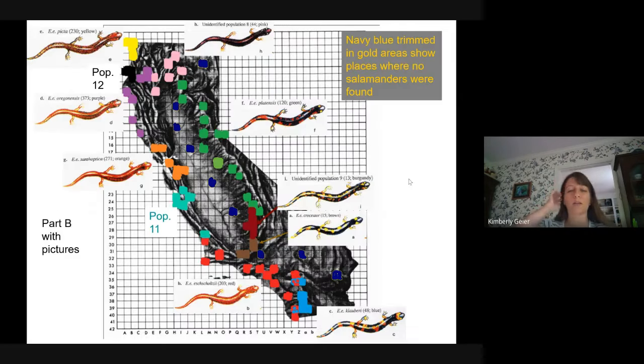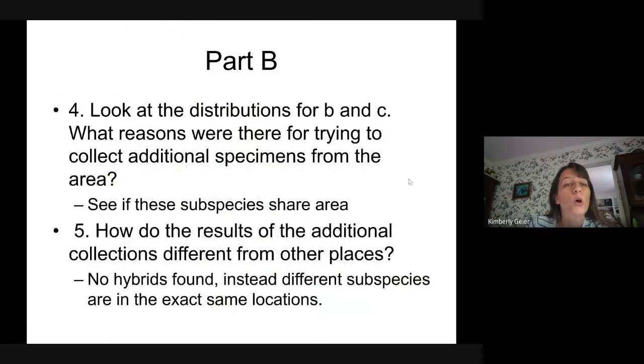So here's our map again, and you can see down there where there is red and there is blue, the B and the C, and there are additional collection sites. So why and what's different? So the reasons were to see if the subspecies share the same area. They wanted to see if they could find any hybrids between them, if they really were totally overlapping, and they were.